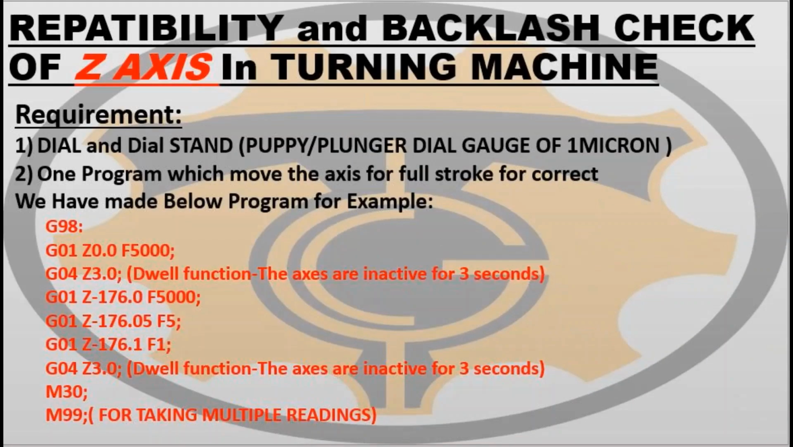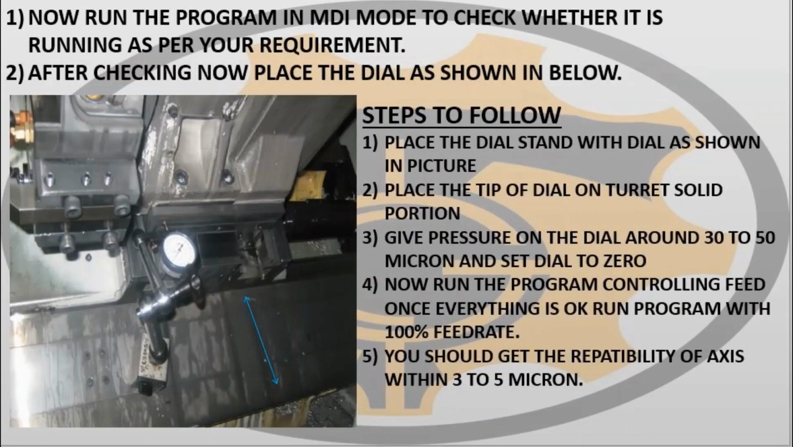Now we are going to check repeatability of the Z-axis, the same, and backlash. So we have made one more program for the Z-axis, the same program which we have changed for the Z-axis depending upon the axis stroke. You can see the program on the screen. The procedure is again the same. You need to keep the dial on the Z-axis and set it to 30 to 50 micron. Now run the program. You should get at least 10 to 15 readings to get confidence, and it should come within 3 to 5 microns.